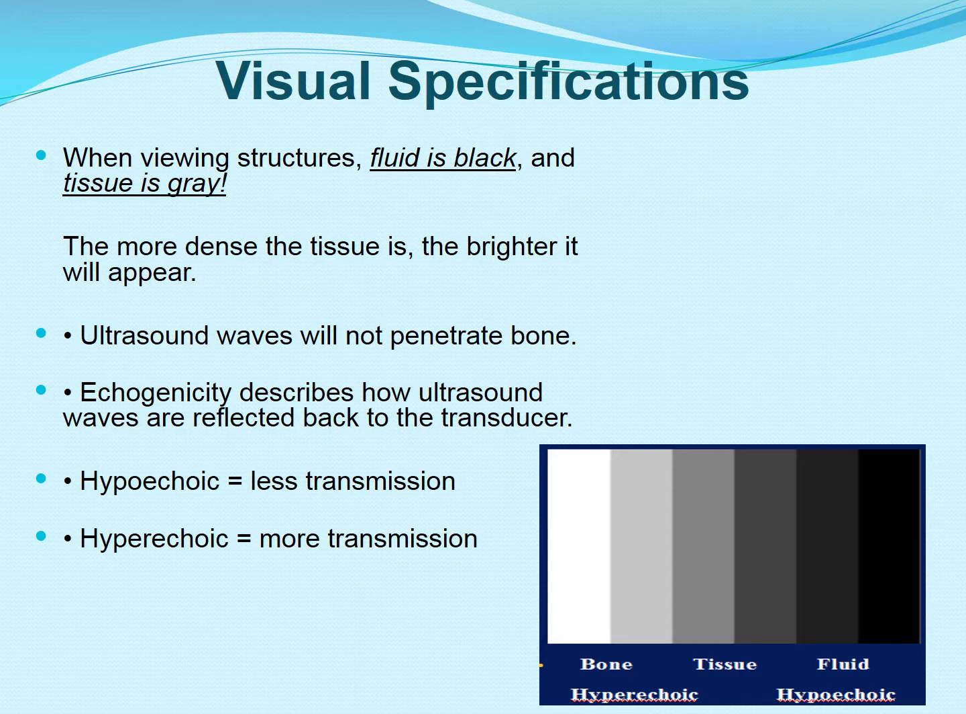If you look here on the bottom right, you're able to see the color of bone, tissue, and fluid. So for a vessel, such as a vein, your fluid level will be black. A nerve fiber will be a tissue that will show up gray in between.